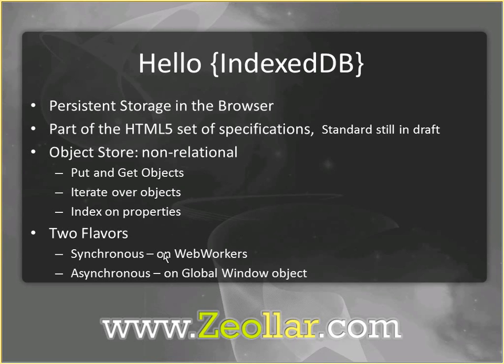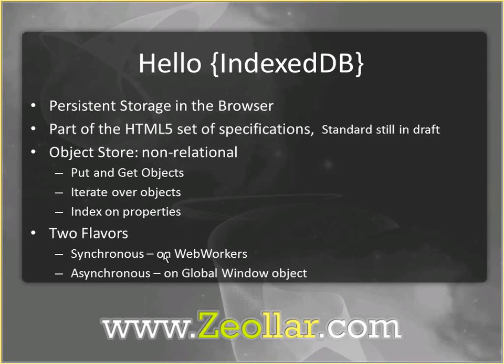The IndexedDB API itself comes in two flavors. The first one is synchronous and the second one is asynchronous. The asynchronous format is something that's very similar to the AJAX pattern that most JavaScript developers are familiar with. The asynchronous pattern is available on top of the window global object, and this pattern is the one that's most commonly used to ensure that the user interface is not frozen.